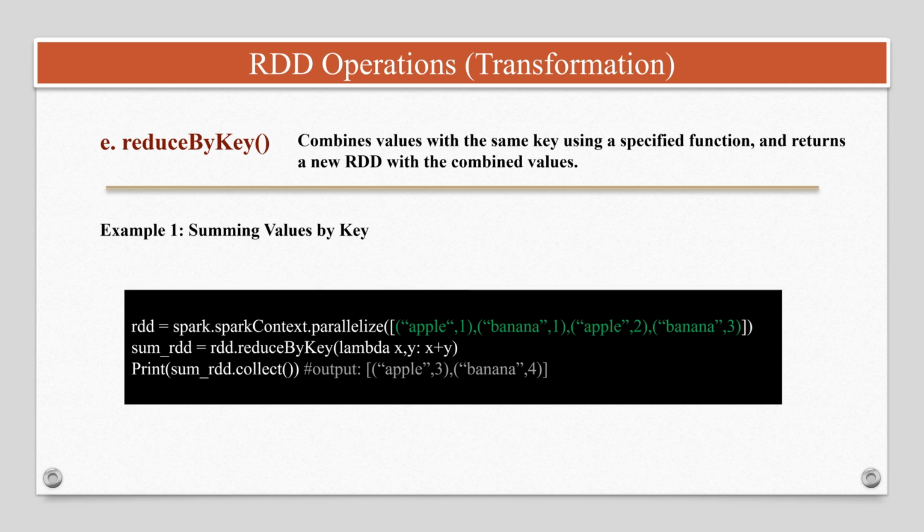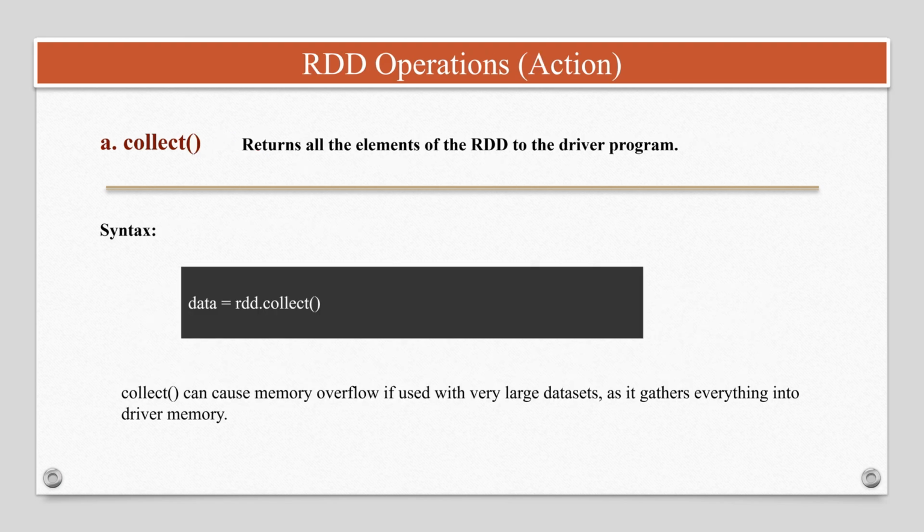So, when to use reduceByKey? When you need to aggregate values based on keys, such as summing, counting, or finding the maximum and minimum. For efficient key-based aggregation, especially useful in large datasets, we can use reduceByKey. Now let's understand some of the RDD operations, that is, actions.